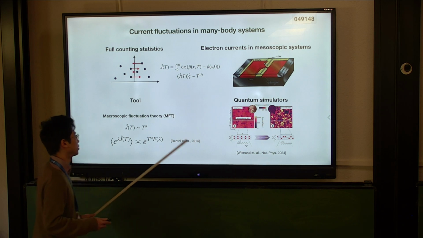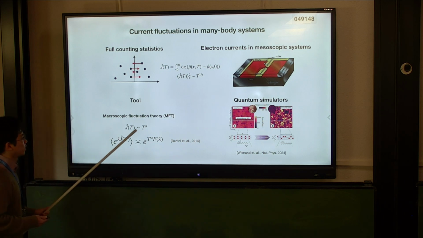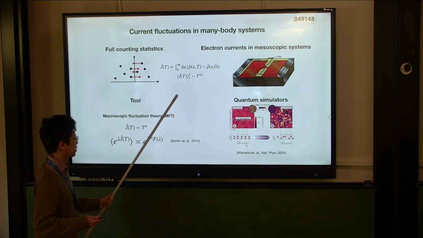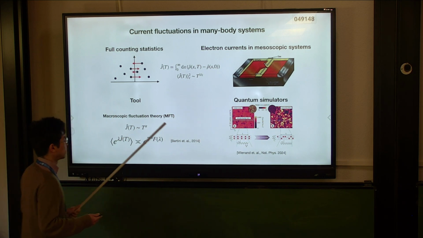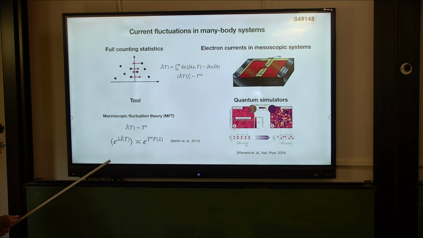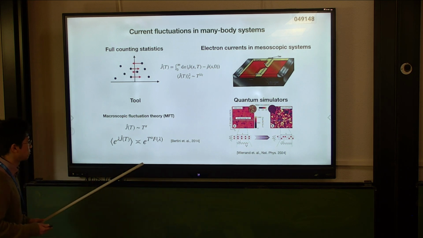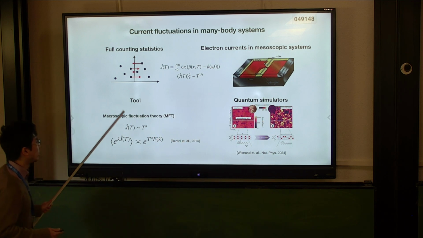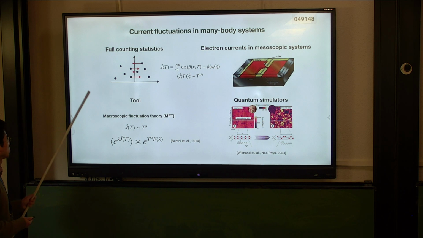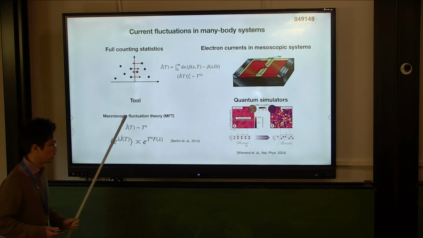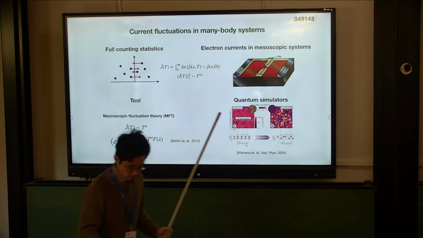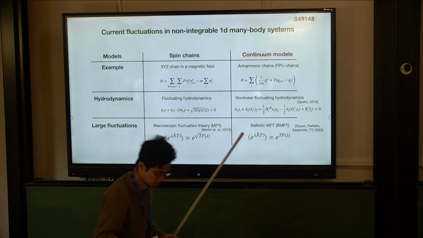This one used so-called quantum simulators. It observes the motion of individual atoms precisely, and they could really show that the MFT prediction is pretty accurate even for full-fledged quantum many-body systems. So the study of these large fluctuations, and in general full counting statistics, in generic quantum many-body systems has been pretty popular these days. All right, so that's the kind of background.